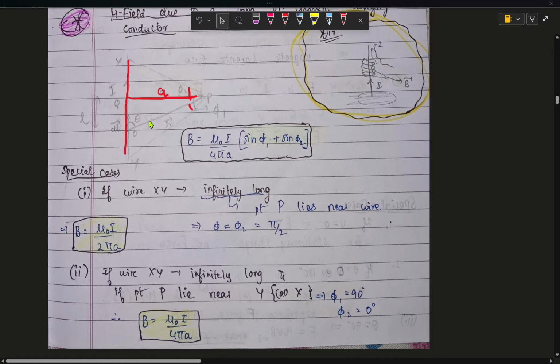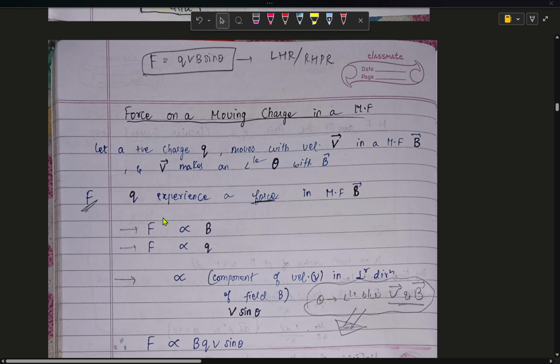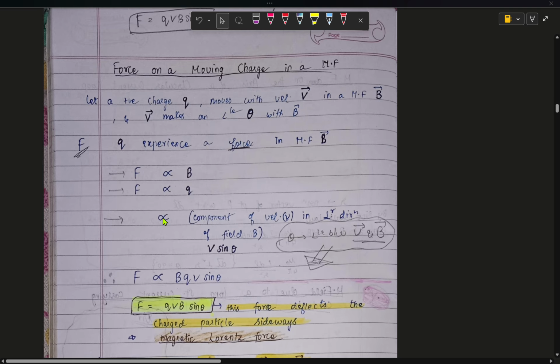And if the wire is very long and this point is lying at any particular end, for example here or here, then only one angle becomes 90°, and the other angle becomes 0. So in that case, it will be mu naught I divided by 4 pi a. Okay. Next, this is the most important formula, but a very basic formula.